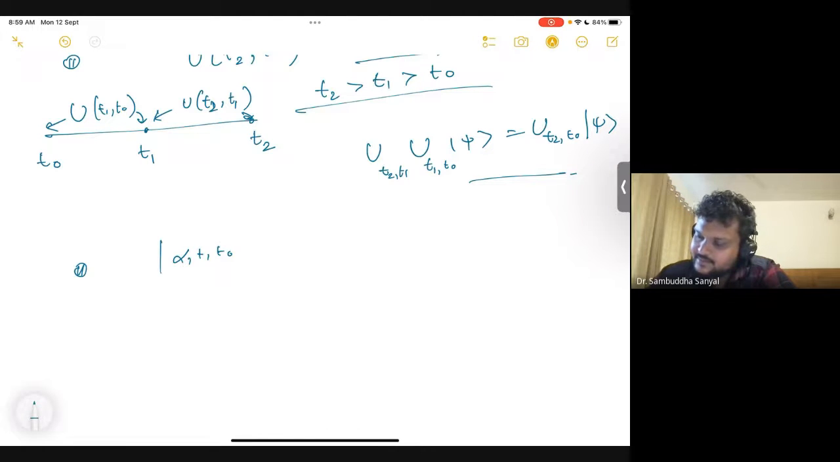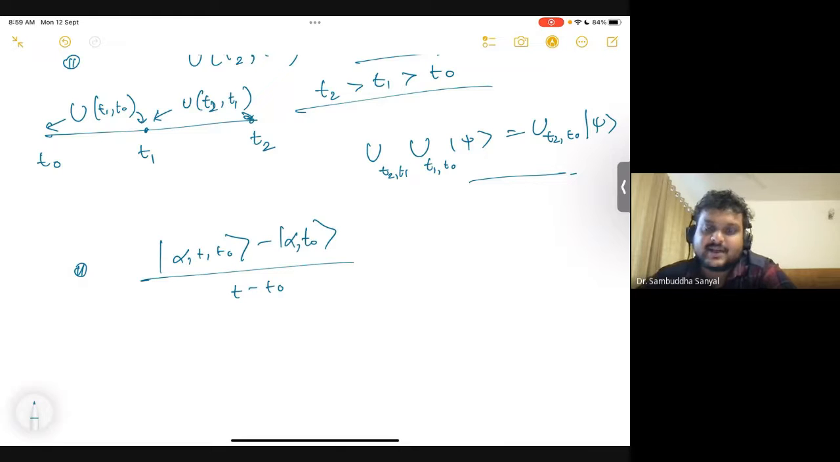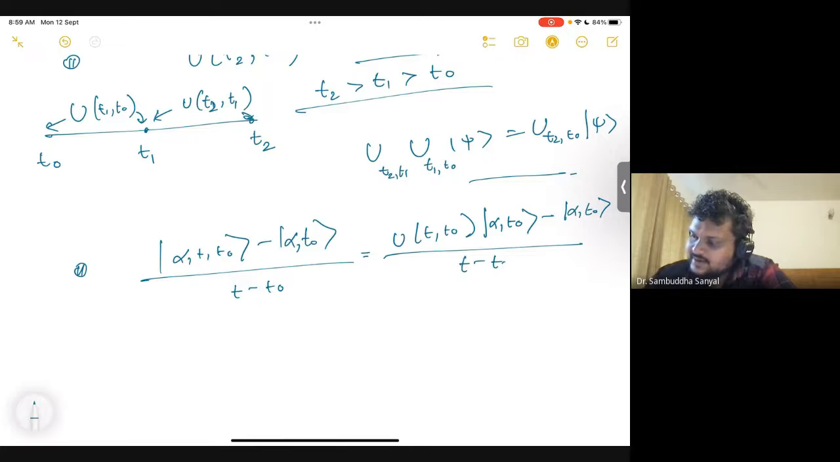Now we are going to play the same game as last time: alpha T naught minus alpha T naught, divided by T minus T naught. We are basically going to define the generator just like last time. If I go from T naught to T, then it must be U T naught alpha T naught minus alpha T naught. This is exactly the same as last time.